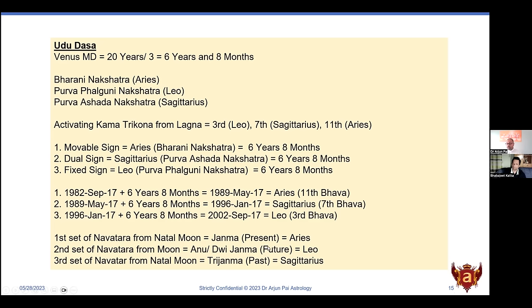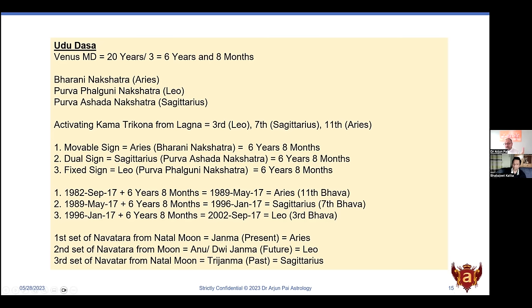Second set, Navatara, Anujanma, which is something related to future. That is Leo will be involved. So the third set of Navatara is Trijanma, past. So the second phase, whatever he's receiving is because of his past, because Sagittarius is associated with Trijanma. Understood? Yes. And whatever he's going to do between 1996 to 2002 is something he wants to do for the future. Future of himself, future of his family, future for this world. Everything he will do is for the future. But whatever is coming for him is coming from the past in this. So understand this classification. Correct.